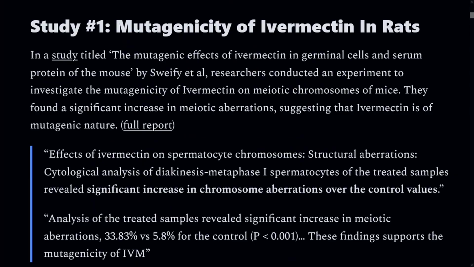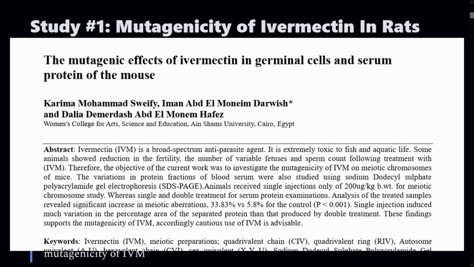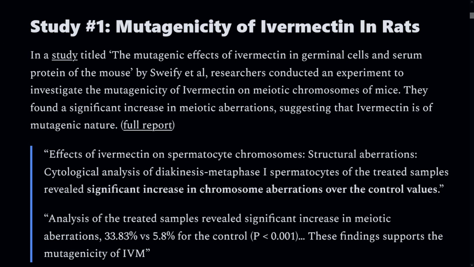Okay, this is our first study. It's called The Mutagenic Effects of Ivermectin in Germinal Cells and Serum Protein of the Mouse. In the first study, researchers conducted an experiment to investigate the mutagenicity of ivermectin on meiotic chromosomes of mice. They found a significant increase in meiotic aberrations, which suggests that ivermectin is of mutagenic nature.